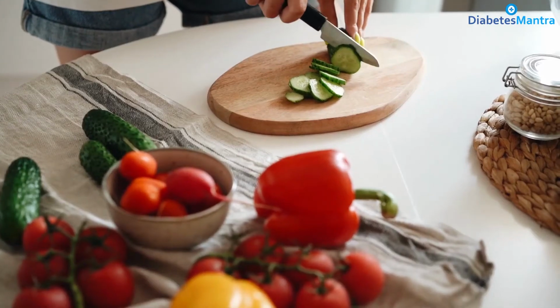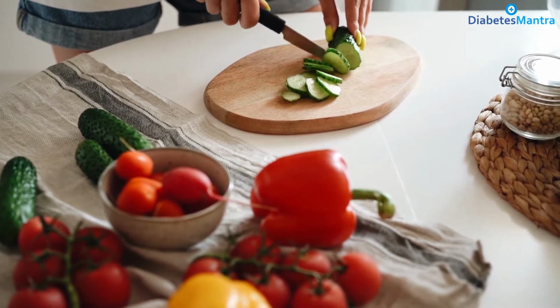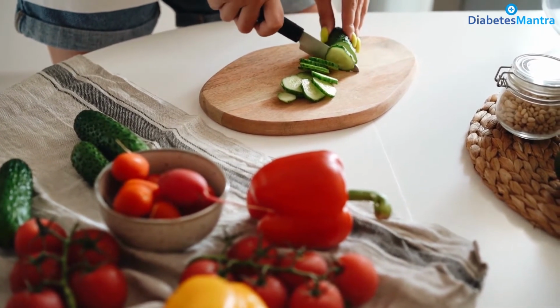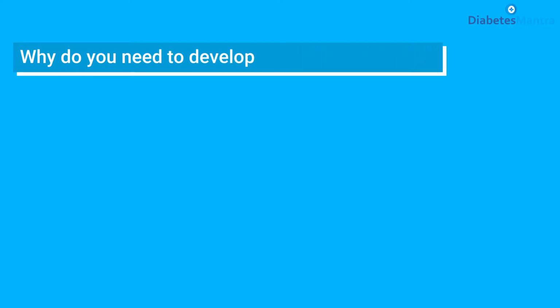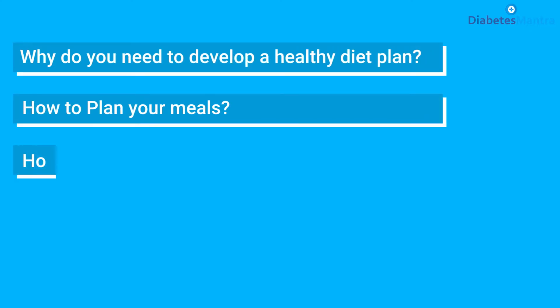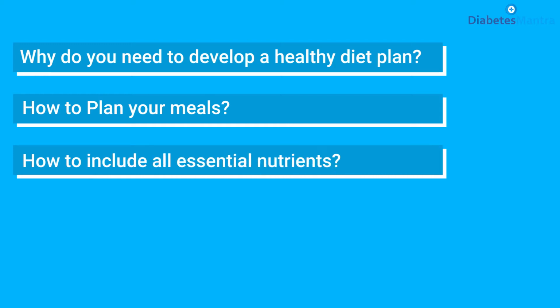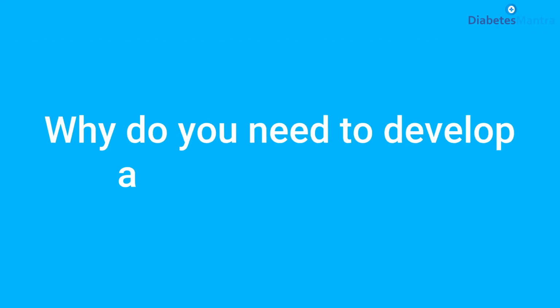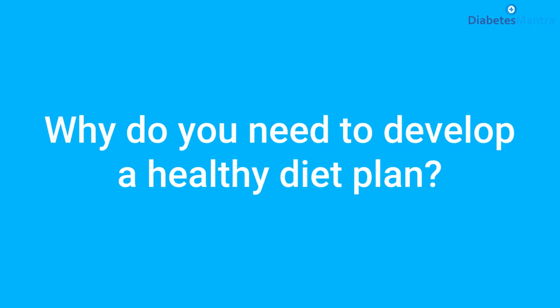There are some simple methods that can help you in planning a healthy diabetic diet. Firstly, let's understand why you need to develop a healthy diet plan, how to plan your meals, how to include all essential nutrients, and what are the foods that you should avoid. Why do you need to develop a healthy diet plan?